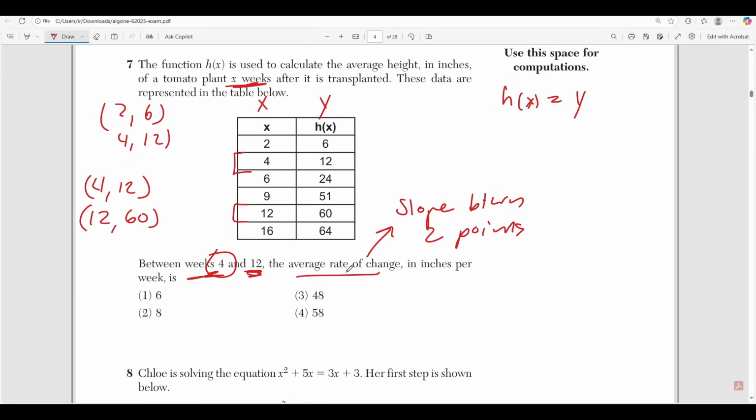And if I want to find the average rate of change, I just find the slope between these 2 points. So I do y2 minus y1 over x2 minus x1. Or in this case, 60 minus 12 over 12 minus 4. And that's going to give me 48 over 8, which is equal to 6.